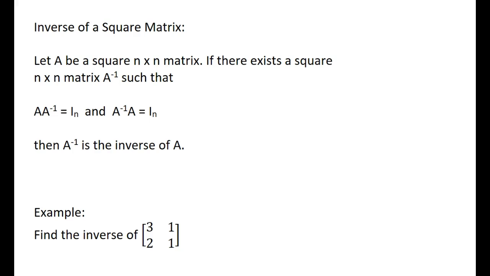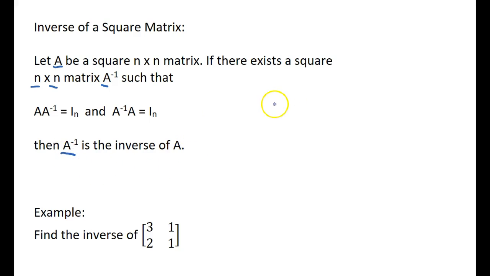So now we're ready to define an inverse of a square matrix. If we let matrix A be a square n by n matrix, then if there exists a square n by n matrix that we call A inverse, that's what that little -1 means, such that when I multiply A and A inverse together, I get the identity matrix, and if I multiply A inverse times A, I still get the identity matrix, then we can say that A inverse is the inverse of A.